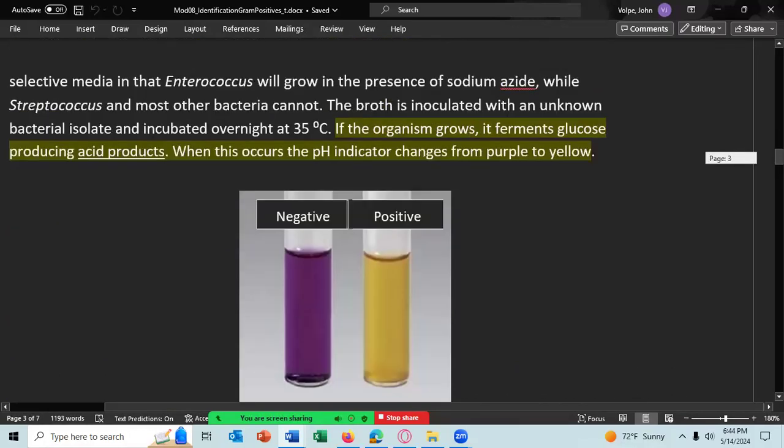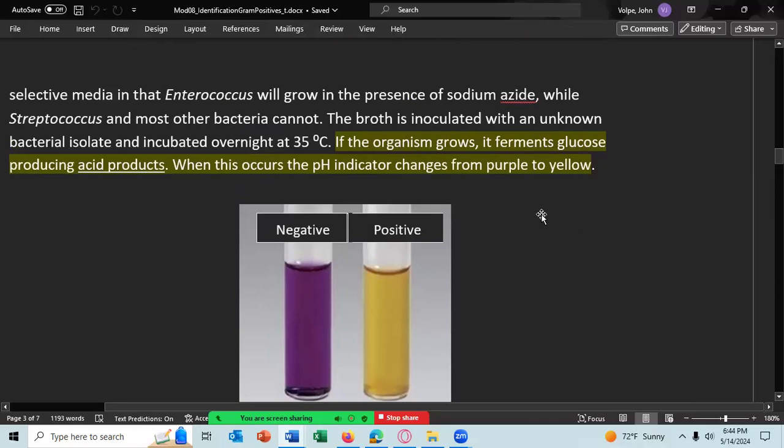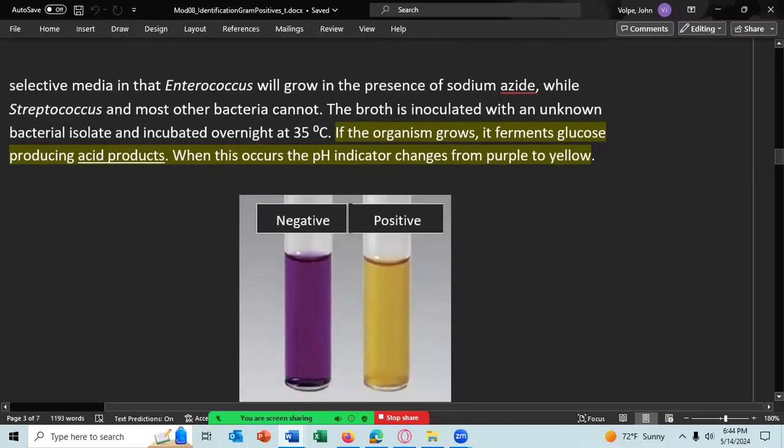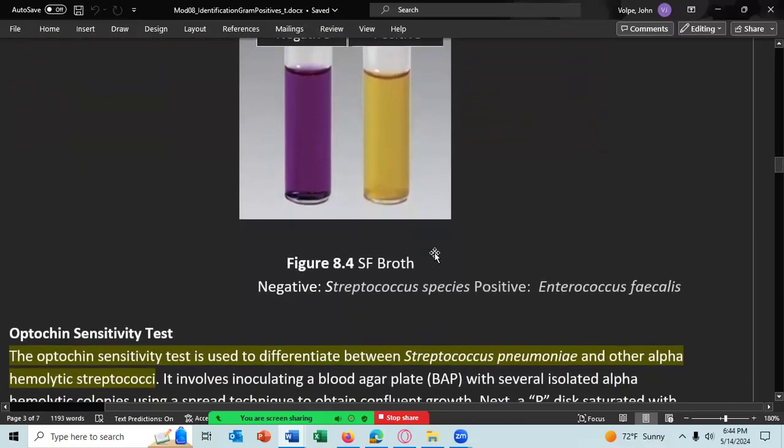Streptococcus species, meaning all the members of the family Streptococcus, are SF broth negative, so they will retain their purple color. They either do not grow in the SF broth or they do not ferment the sugar. And that's the SF broth test. Any questions? Positive, negative.